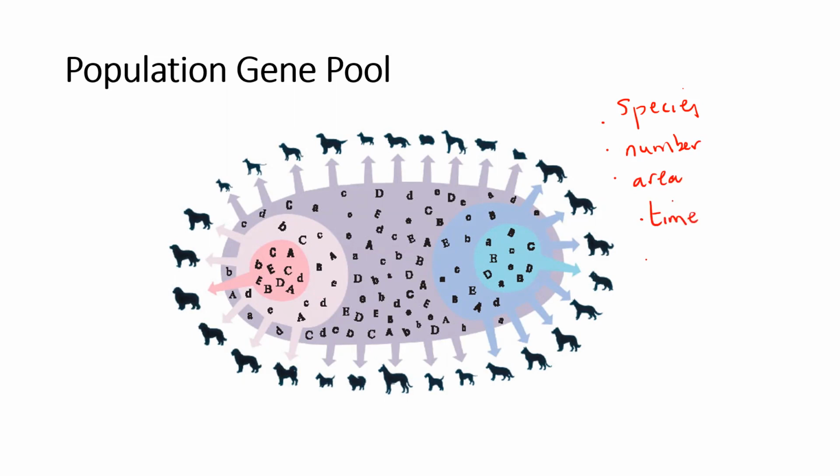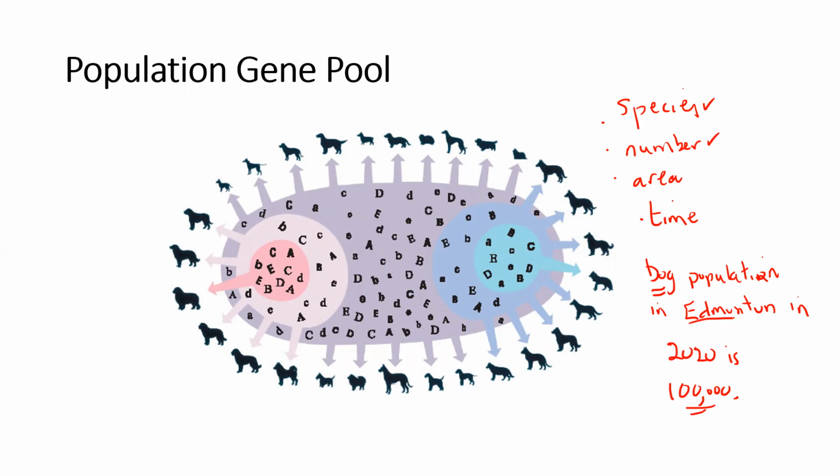For example, the dog population in Edmonton in 2020 is 100,000. Okay, dog is a species, the number, the area, and the time. All four factors have been provided there.